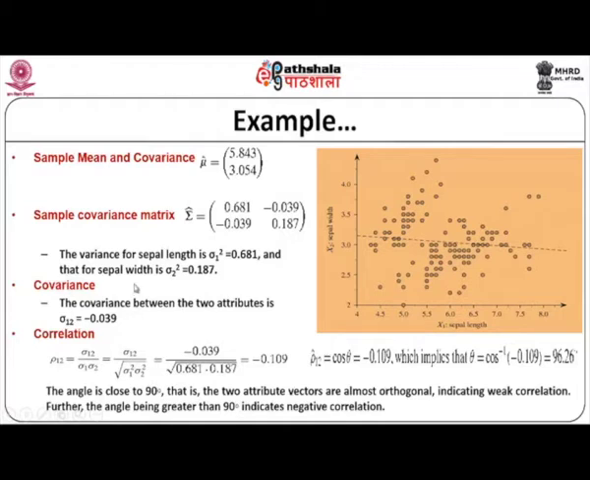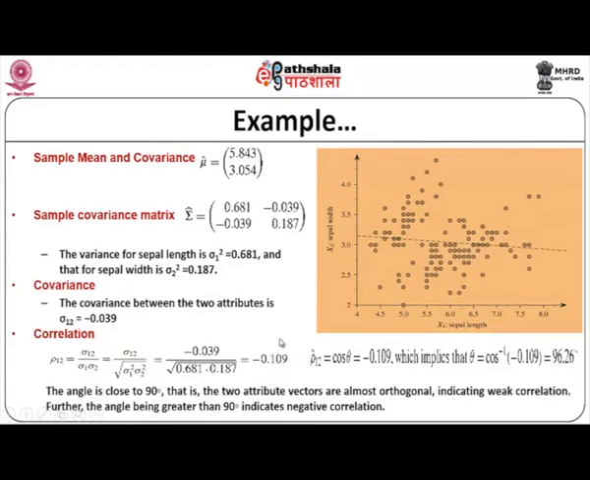Having identified the covariance between the two attributes, now we can derive the correlation between the two attributes, which is, say, the normalized value with respect to the covariance of the two attributes divided by the square root of variance of the respective dimensions or attributes. So, which is equal to minus 0.109.